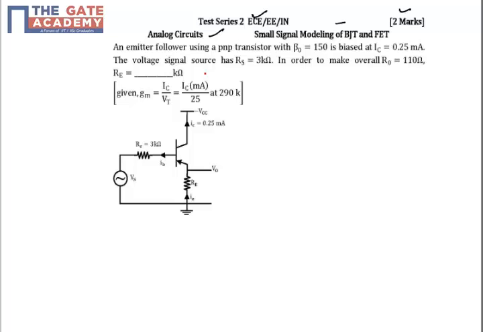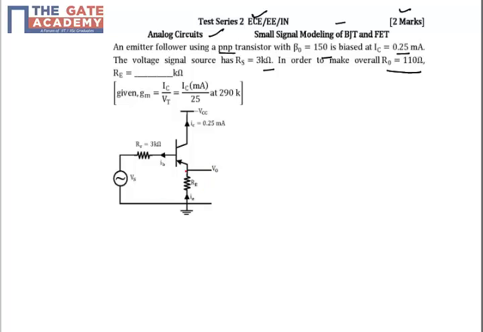In the question we have a common emitter, common collector configuration, but it's a PNP type transistor. It's a PNP type transistor, right? And the beta of the transistor is 150. Collector current is 0.25 milliampere. Source resistor is given to us, 3 kilo ohm. And the question says to find the value of Re such that my overall output resistance should be 110 ohm. We need to find the value of Re which ensures that my output resistance is 110 ohm.